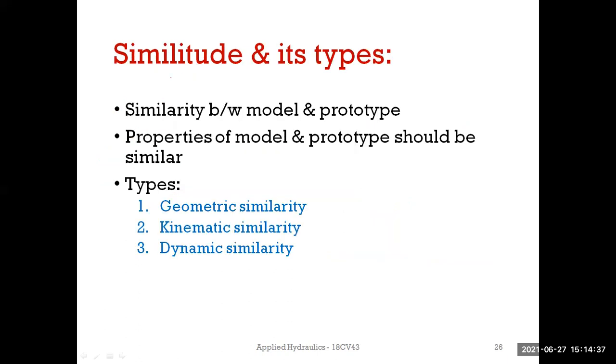Next topic is similitude. What is similitude? It is nothing but the similarity between the model and the prototype. What type of similarity is it? The properties of the model and prototype should be similar. You have different properties like geometric, kinematic, and dynamic properties. Based on that, we classify the types of similarity as geometric similarity, kinematic similarity, and dynamic similarity. Similarity means the properties of both model and prototype should be similar. That is nothing but similitude.